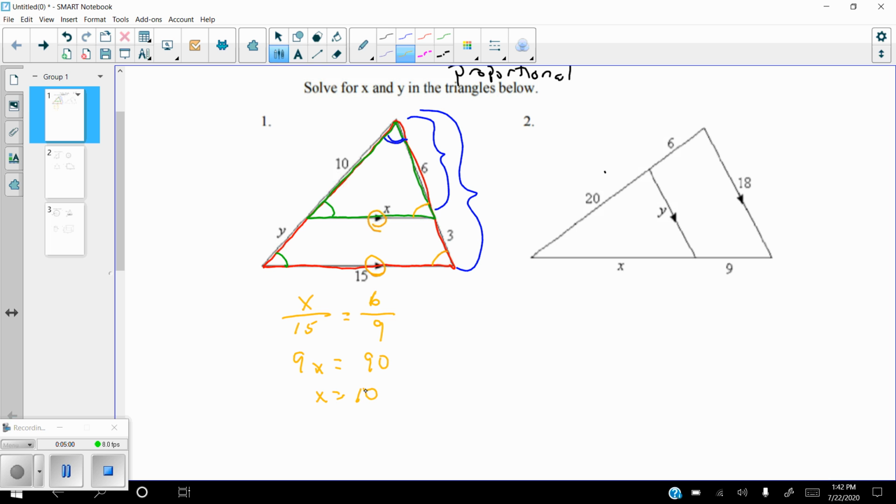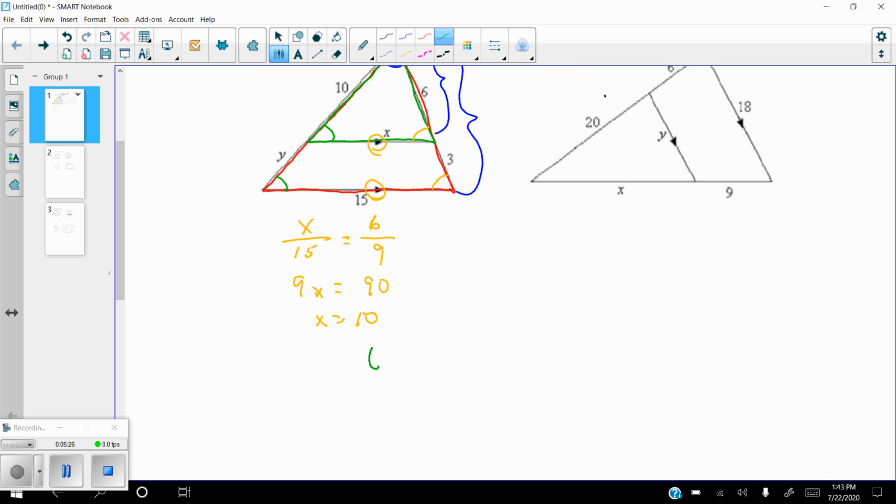Okay, now we need to solve for y. We can actually use the 10 if we want to. We don't have to, but we could plug the 10 in for x now and use that as a part of the smaller triangle to figure this out. I'm actually not going to use it in this case. I'm going to stick with the fact that I know the entire right side of the triangle's proportion is 6 over 9. So I'm going to scroll down here.